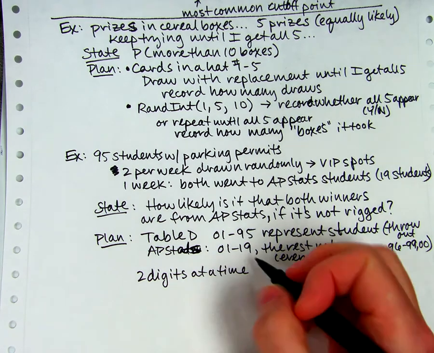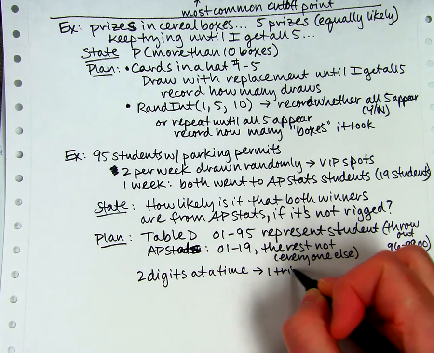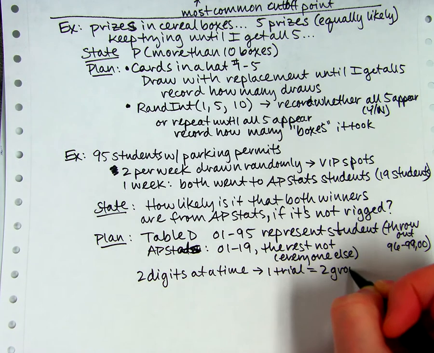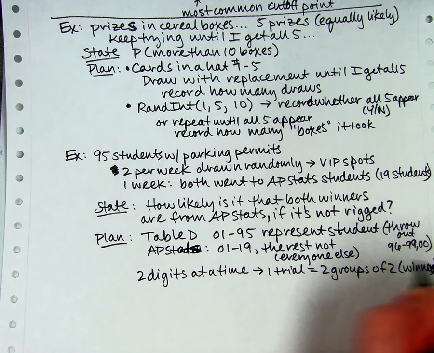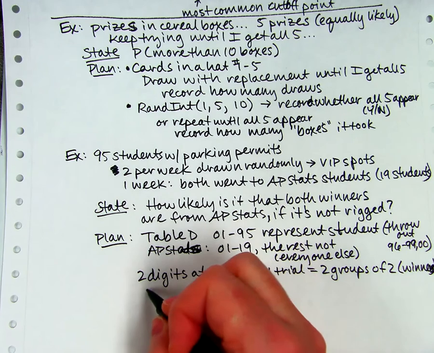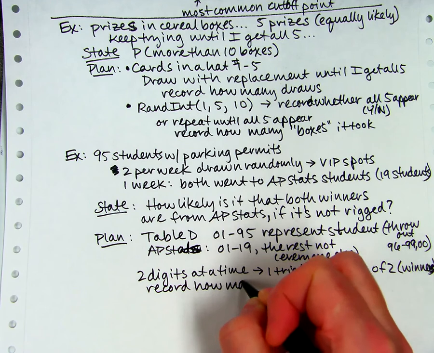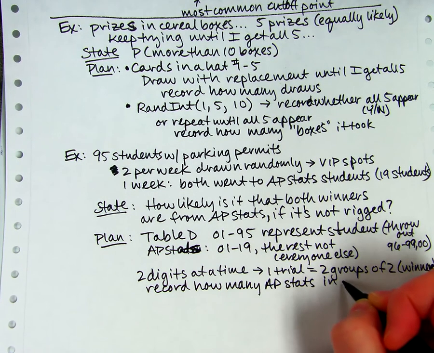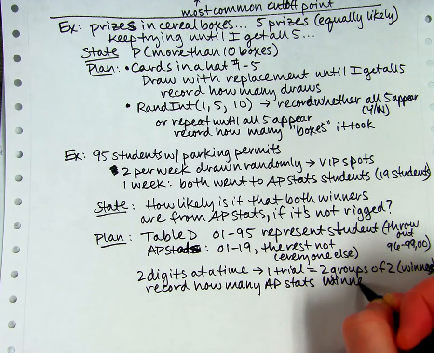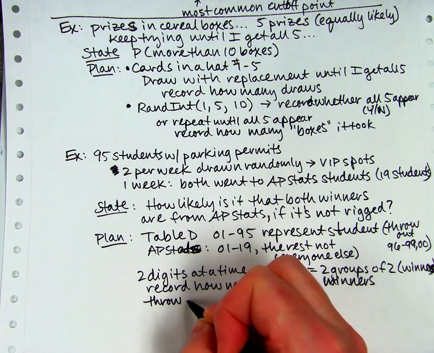I'm going to take 2 groups of 2 to count as the winners. 1 trial equals 2 groups of 2 winners. And I'm going to record whether those winners are both from AP Stats or not. Or maybe I'll just record how many AP Stats students are in the pair. I would need to throw out duplicates if there were any, so somebody can't win twice in the same week.